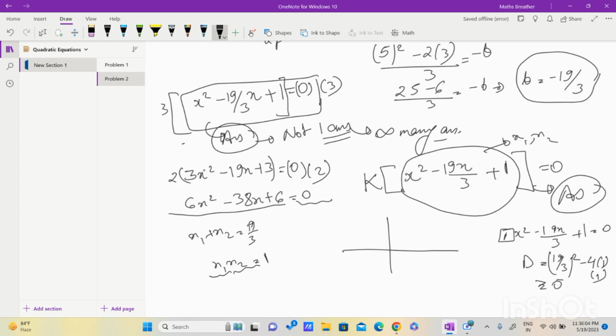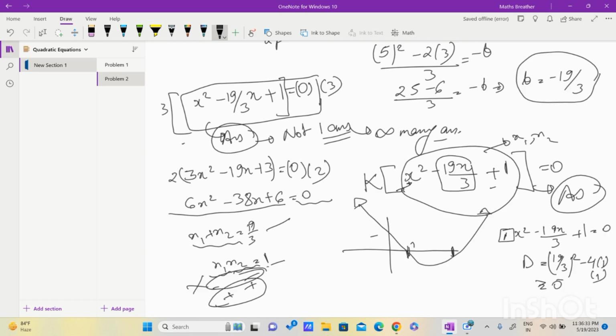Now the product of roots is 1, so either both numbers are negative or both are positive. Since the sum of roots is positive, both numbers cannot be negative, so both numbers have to be positive. So there are two numbers which are the roots of the equation, and the minima should be somewhere in the middle, and the quadratic goes to infinity on both sides. When x equals 0, this term becomes 0, this term becomes 0, so your answer will be 1.